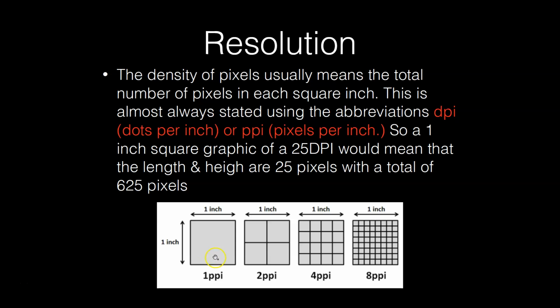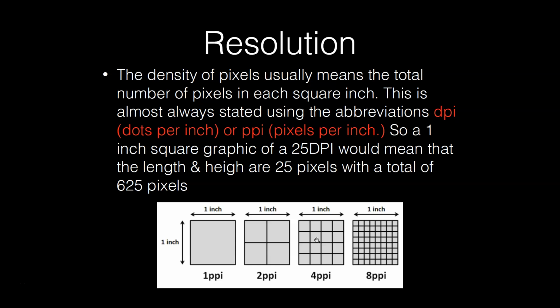So it would be 1 pixel width, 1 pixel height. 2 pixels width, 2 pixels height, for a total of 4. Think of it as like you have a room that is 4 feet long and 4 feet wide, and you have a total of 16 square feet in your room. It'd be a very small room, but that's sort of another way to think about this.